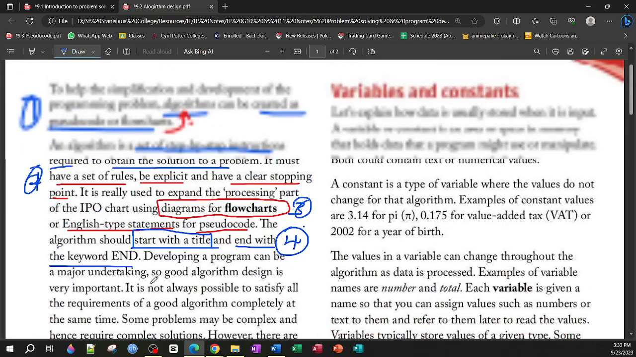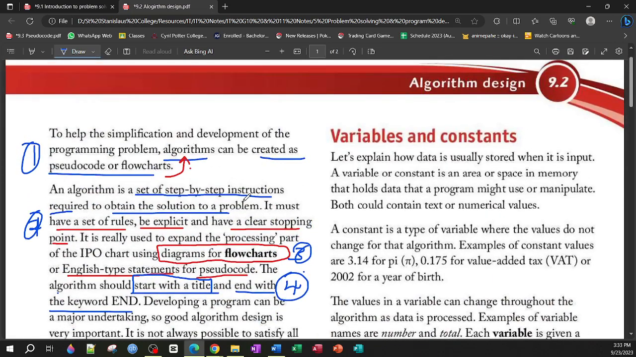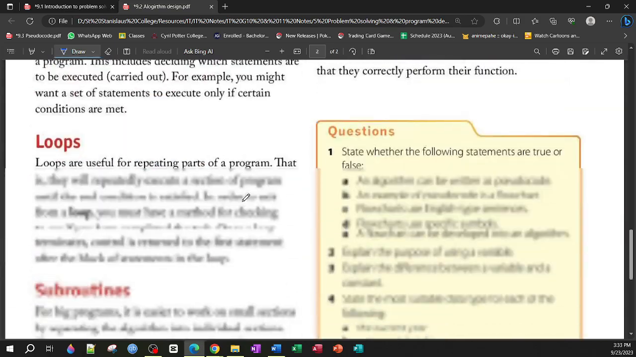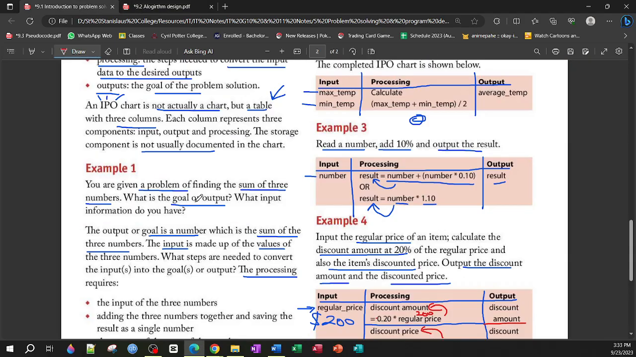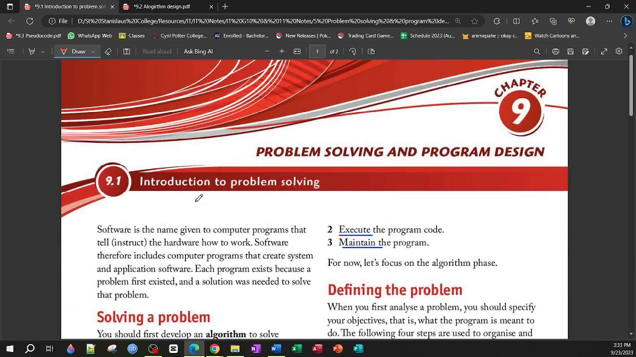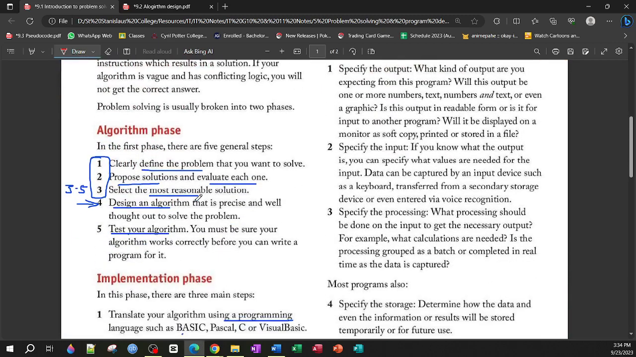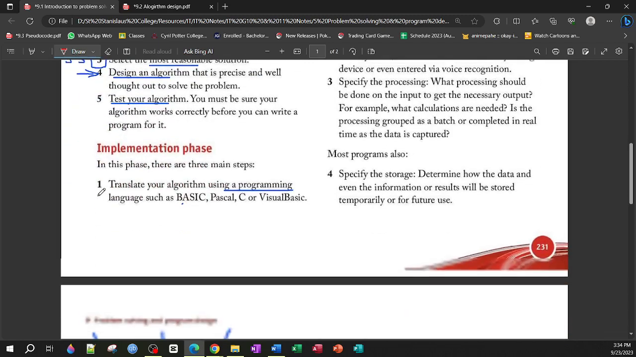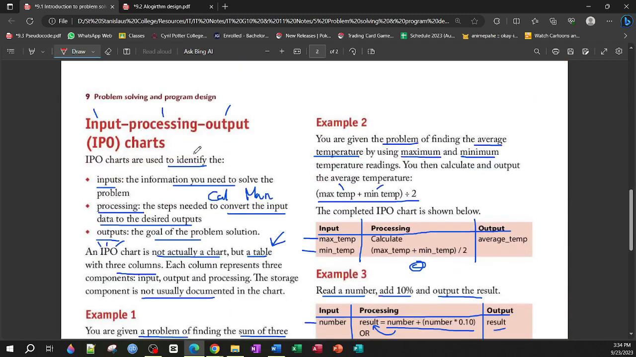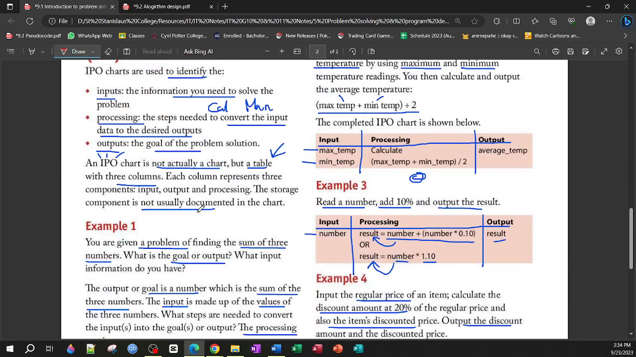All right, we are already at 3:30. So next week we're going to look at variables and constants, and then wrap up this chapter. So to review what we considered today, we reminded ourselves of the algorithm phase and the various steps, and we added a step to the algorithm phase, step 3.5, whereby we learned how to create IPO charts. Remember, it's not a chart, it's a 3-column table, and it's simply to document the input and the processing and the output for the algorithm.